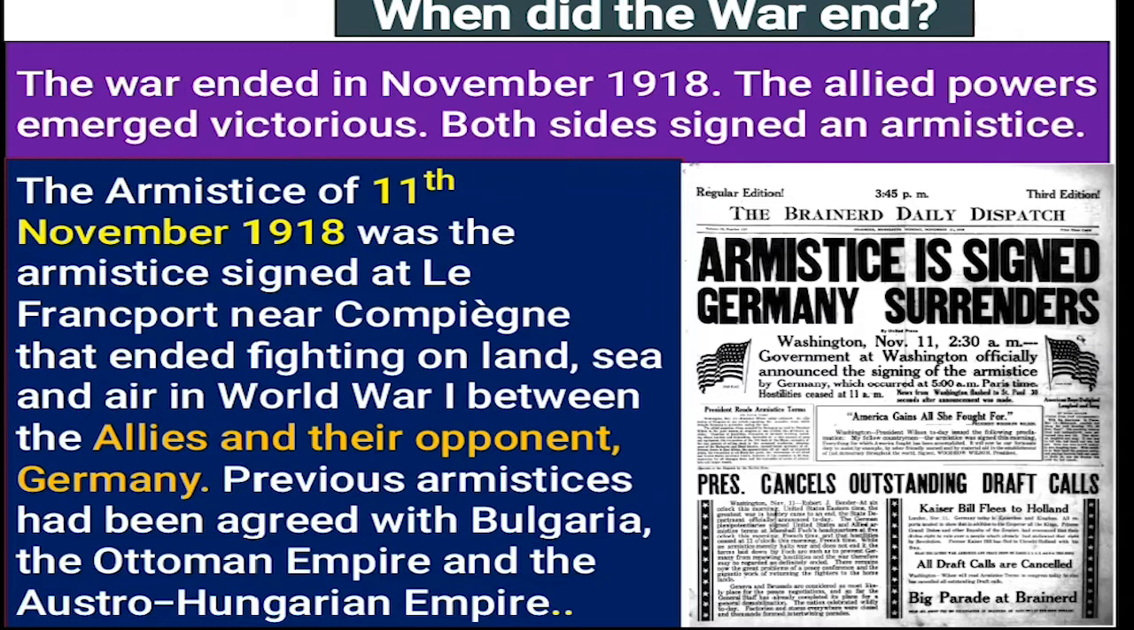You can see here, this is a paper clip. Here it is being shown. Armistice is signed, Germany surrenders.